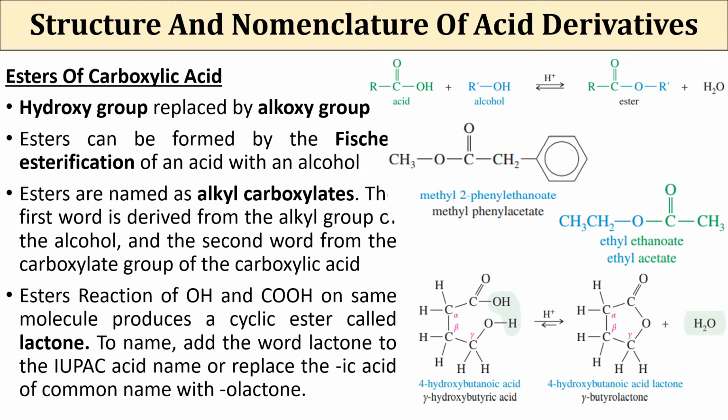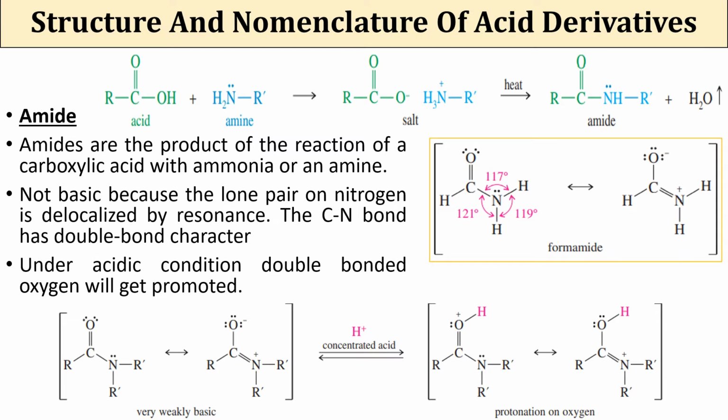Methyl 2-phenylethanoate, or methyl phenylacetate, and ethyl ethanoate, also known as ethyl acetate, are examples of esters of carboxylic acids. Examples of lactones include 4-hydroxybutanoic acid, also known as hydroxybutyric acid, or butyrolactone.